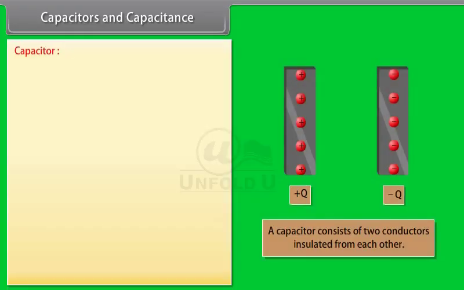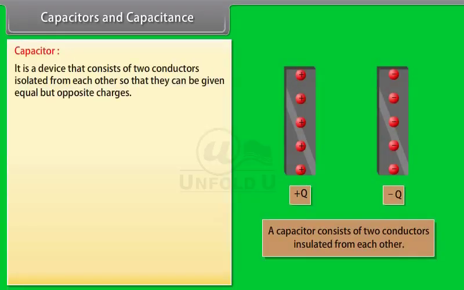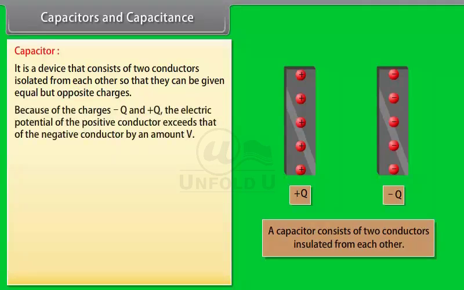Capacitors and capacitance. Capacitor. It is a device that consists of two conductors isolated from each other so that they can be given equal but opposite charges. Because of the charges minus Q and plus Q, the electric potential of the positive conductor exceeds that of the negative conductor by an amount V.